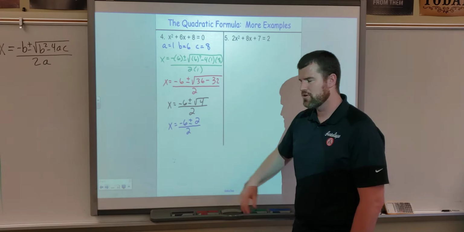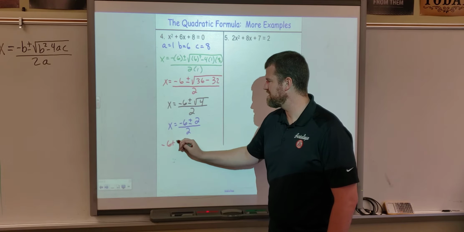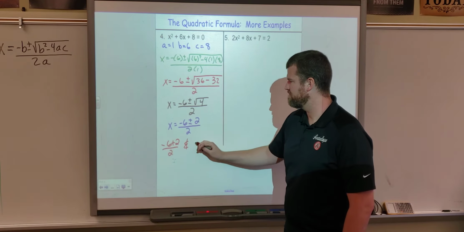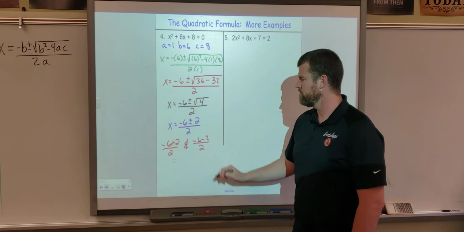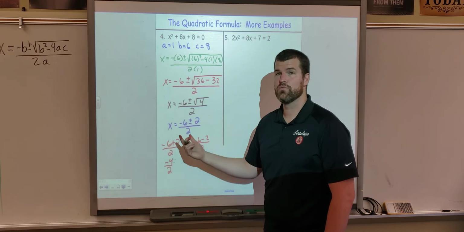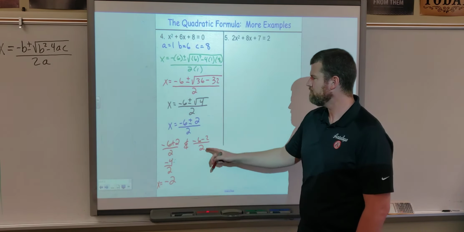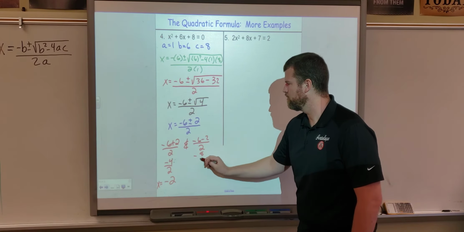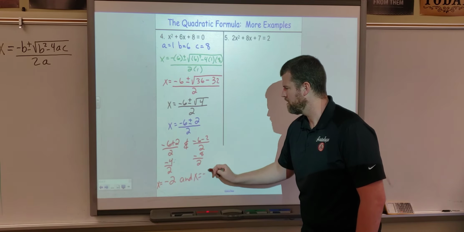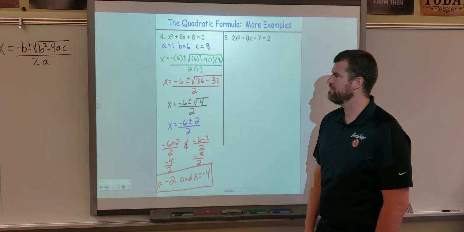You could reduce it and then show both solutions, or from right here you can just write out both solutions. I have negative 6 plus 2 over 2, and our second solution is negative 6 minus 2 over 2. So this simplifies to negative 4 over 2, which is negative 2. So x equals negative 2. And then this one simplifies to negative 8 over 2, which divides to negative 4. So we ended up with 2 solutions. We got x equals negative 2 and x equals negative 4.